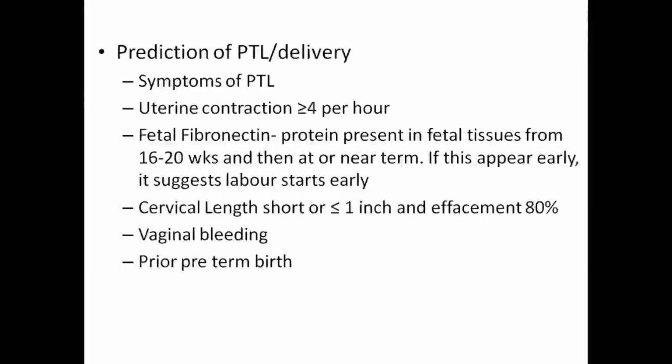The prediction of preterm labor or delivery includes symptoms of preterm labor, uterine contractions more than four per hour, and fetal fibronectin, a protein that we will see later, present in the fetal tissues from 16 to 20 weeks and then at term. If this appears early, it suggests labor starts early. Cervical length is short, less than 1 inch, and effacement is 80%, vaginal bleeding, prior preterm birth.